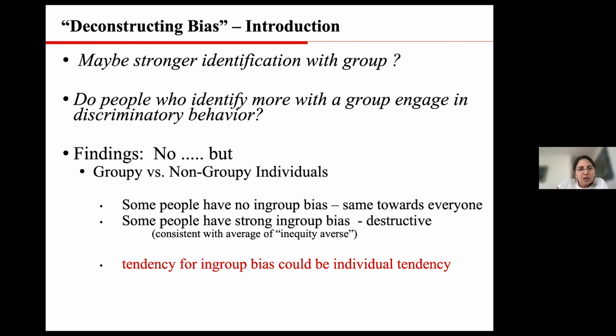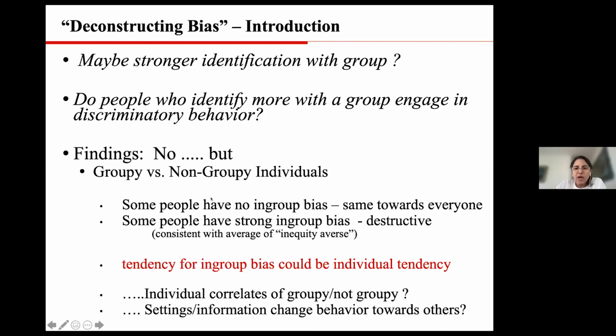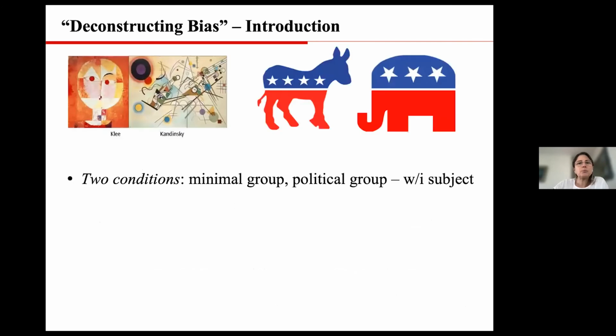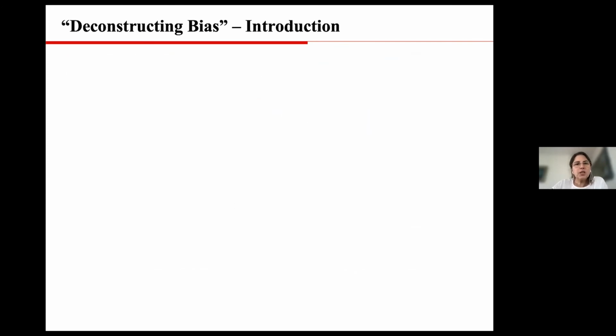All right. So once we believe that there's this idea that there are some people who are groupie and some people who are not groupie, are there somehow individual correlates of that? So can we have any notion of who is a groupie person and who's a not groupie person? And are there settings or information, actually contact is what we're going to get to, that change the behavior towards others? All right. So remember what we're trying to accomplish here. We were trying to create a setting where people were more or less attached to their group.